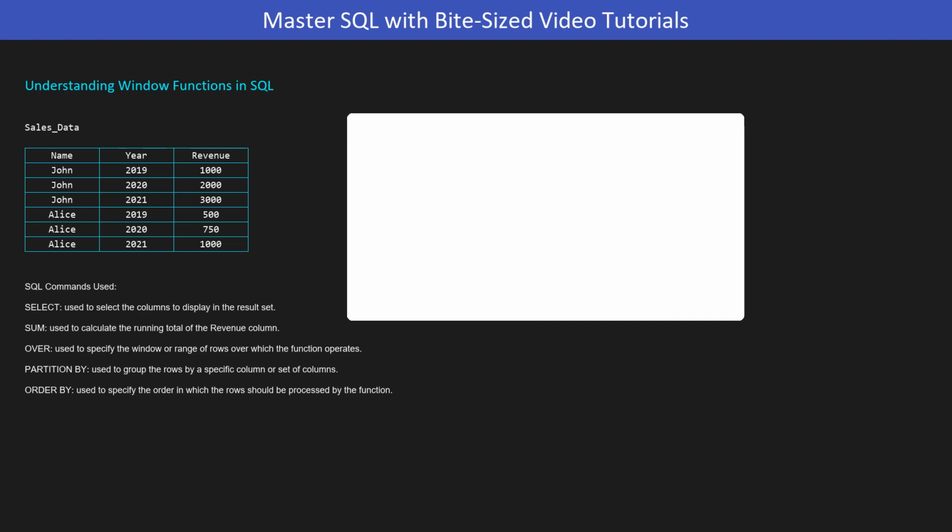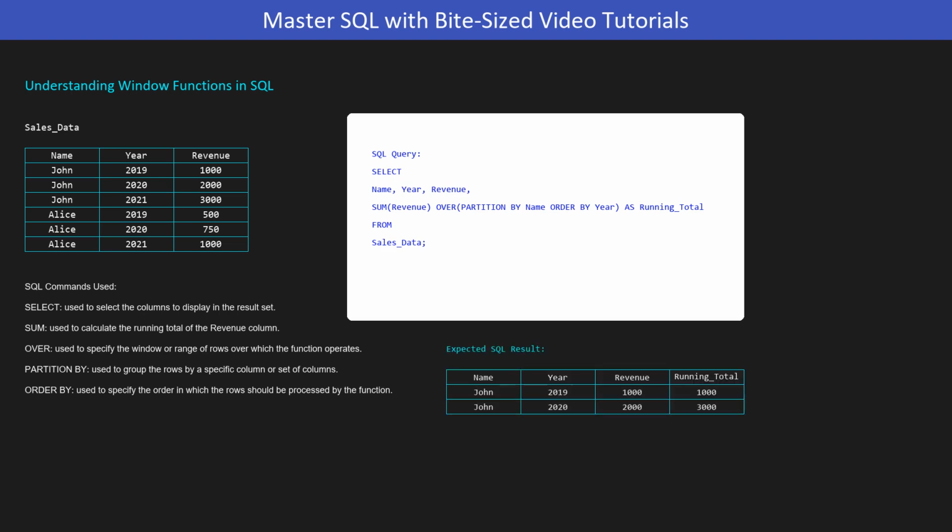In this example, we use the SUM function as a window function to calculate the running total of revenue for each person over time. We use the OVER clause to specify the partitioning and ordering of the rows in the window, and then applied the SUM function to the revenue column within that window. This allowed us to calculate the running total of revenue for each person over time, without affecting the overall result set. By understanding how to use window functions, we can solve a variety of data manipulation problems in SQL.